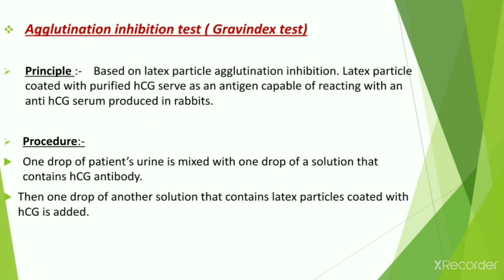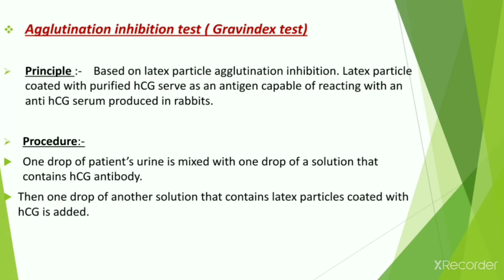First one is agglutination inhibition test, also called the Gravindex test. This test is based on the principle of latex particle agglutination inhibition. Here, the latex particles coated with purified HCG serve as antigen, which are capable of reacting with an anti-HCG serum produced in rabbits.